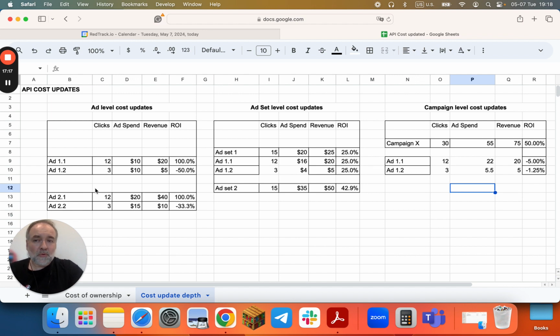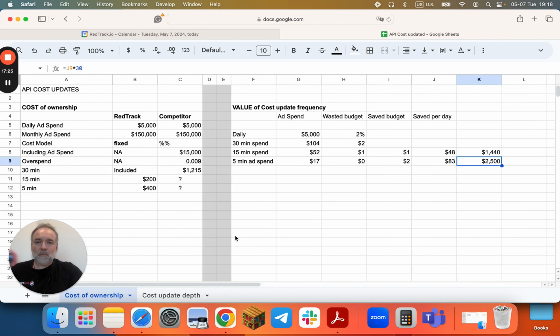So in this slide from RedTrack, we covered 3 things: why API cost update depth matters, what the value of increased cost update frequency is, and what the cost of ownership of cost updates in RedTrack is. And the hint is, yeah, we provide 30-minute cost updates free in all subscription plans. Thank you. This is a slide from RedTrack.